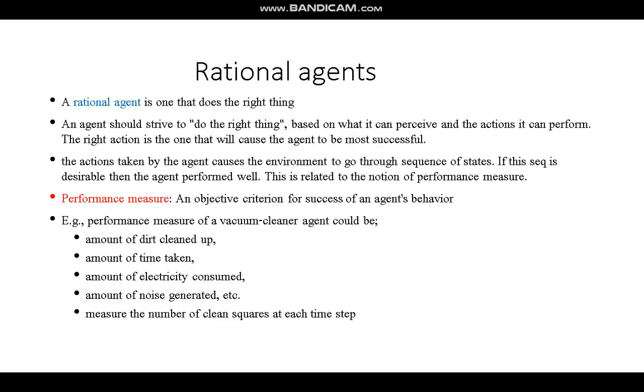Rational agents. A rational agent is one that does the right thing. An agent should strive to do the right thing, based on what it can perceive and the actions it can perform. The right action is the one that will cause the agent to be most successful. The actions taken by the agent cause the environment to go through a sequence of states. If this sequence is desirable, then the agent performed well. This is related to the notion of performance measure.